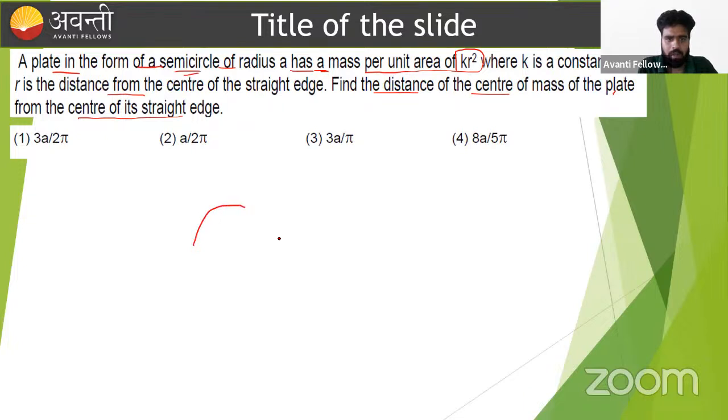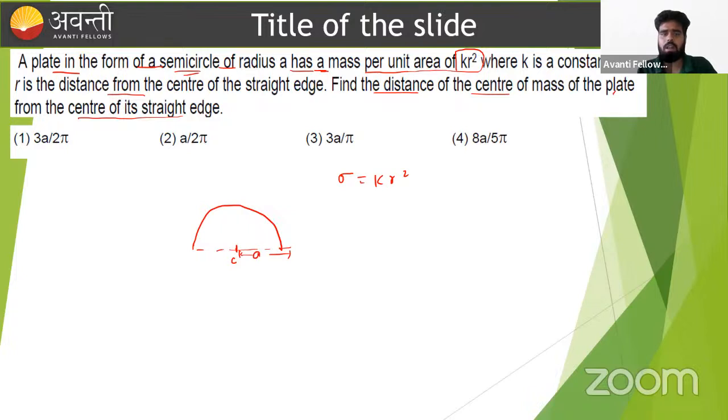So here it is given that it is a semicircular form, a semicircle having radius a. If we consider this is the center, then this is our radius a. I hope this is clear. It is also given that sigma is variable and that is nothing but k r squared. And what is the center of mass?